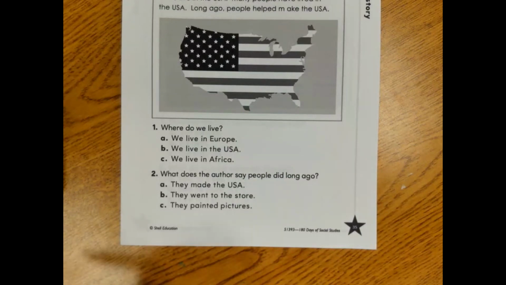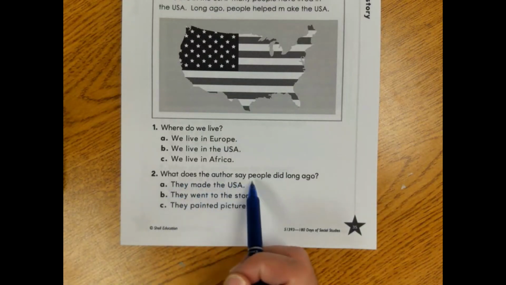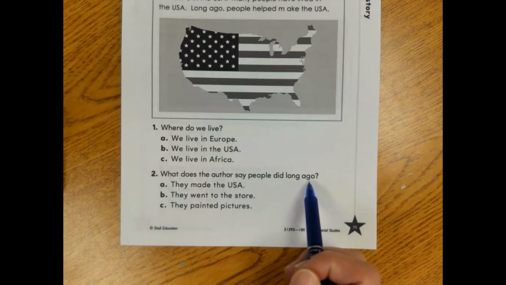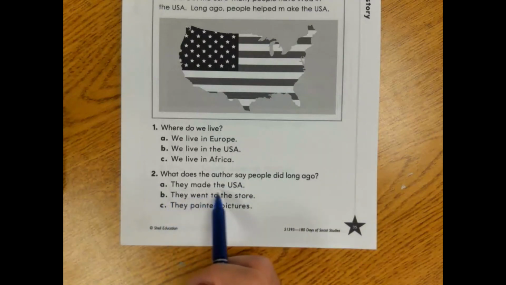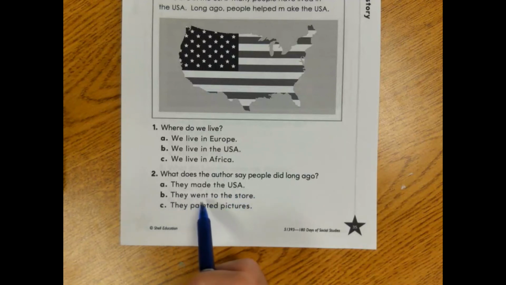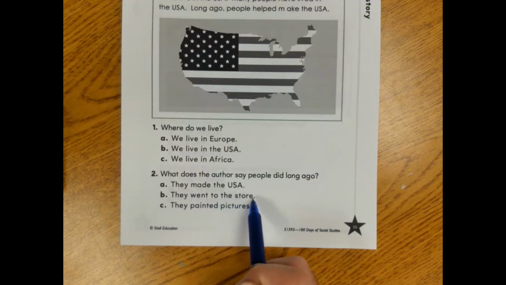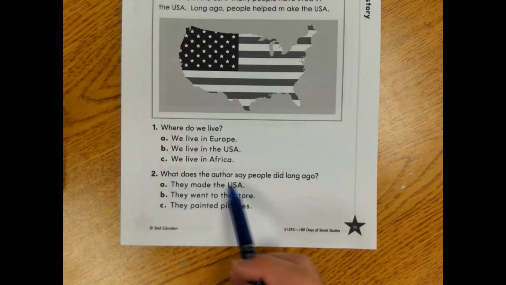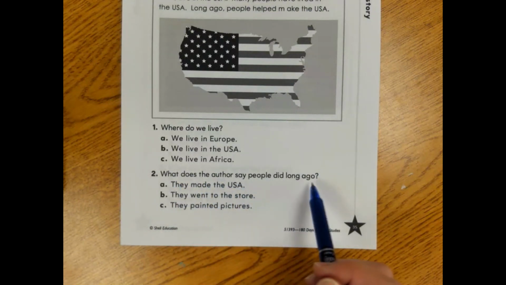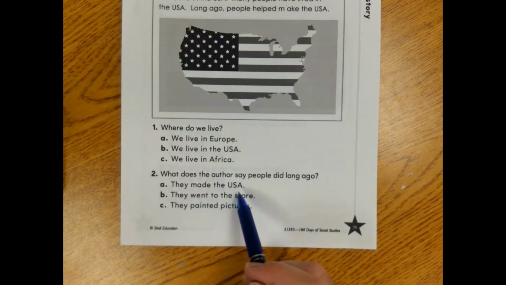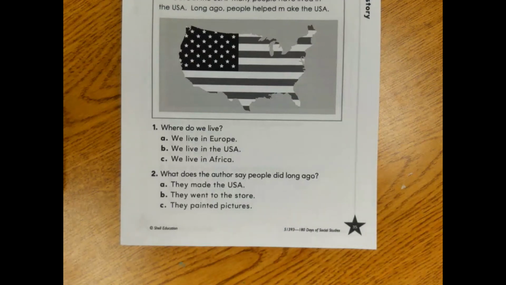Number 2. What does the author say people did long ago? They made the USA. They went to the store. Or they painted pictures. I'll read it one more time. What does the author say people did long ago? They made the USA. They went to the store. Or they painted pictures. What did they do? You circle the correct answer and you tell me.